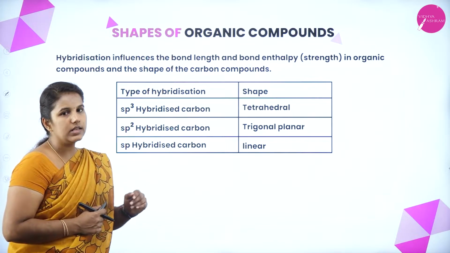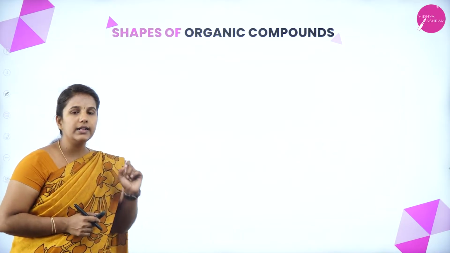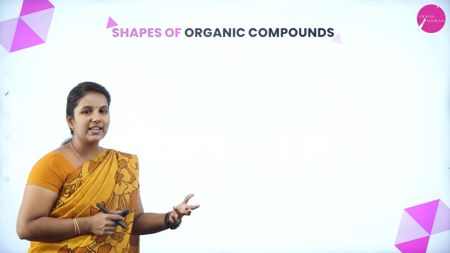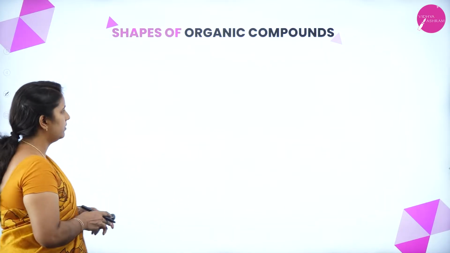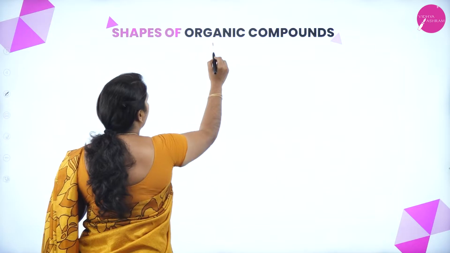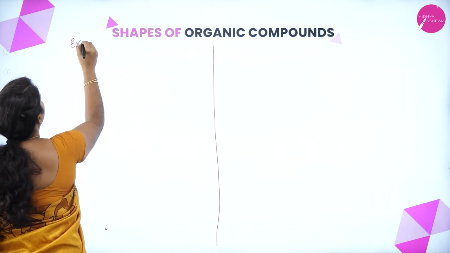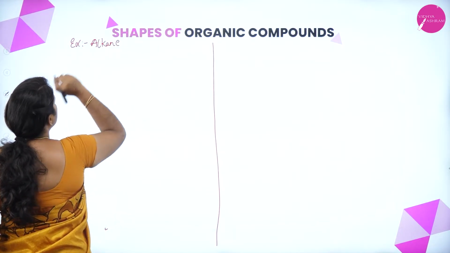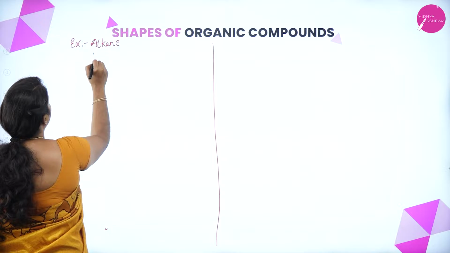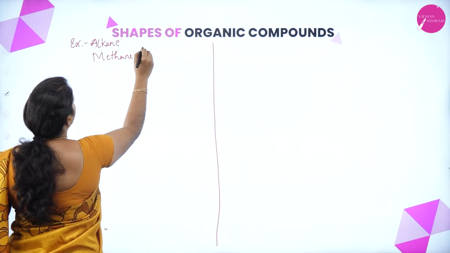To understand this, we will take examples of alkane, alkenes and alkyne, and let us understand why they are called sp3, sp2 and sp hybridization. Okay, I will go with the writing part now. So, I will go with an example of alkane. The first member in alkane is methane, correct? Methane. So, what is the molecular formula for methane?